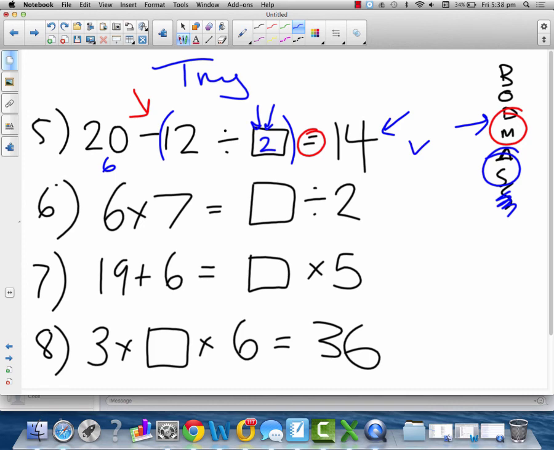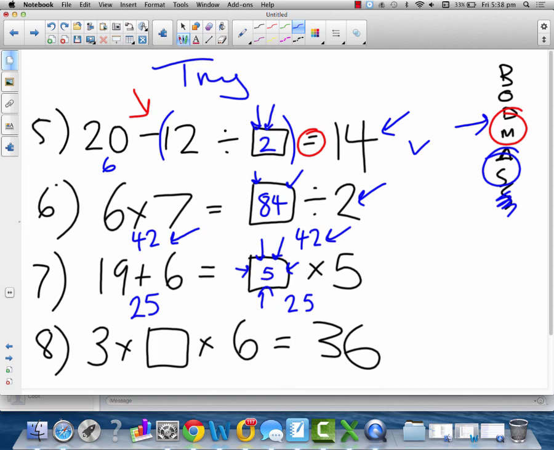Right, next one, number 6. Over here, 6 times 7 is 42. Great. Whatever's over here has got to equal 42. So what divided by 2 equals 42? Well, it's got to be double 42. It's got to be 84. Okay. How about the next one down here? 19 plus 6 equals 25, doesn't it? Okay. So that means everything over here has got to equal 25. So something times 5 has got to equal 25. I hope you got 5.